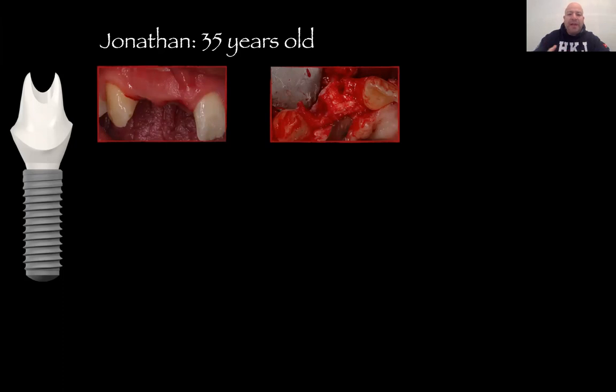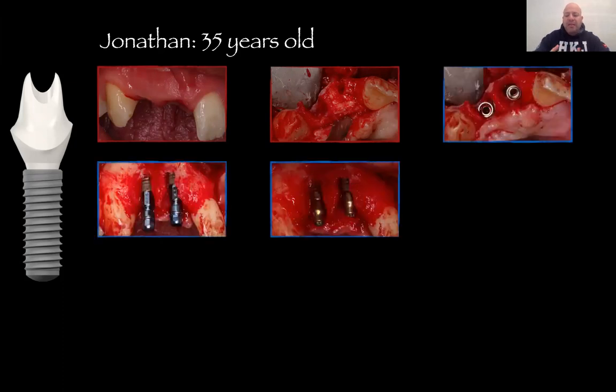So whenever you have a failing postcrown, try to look at that root. If there are vertical splits, there is no point in trying to re-cement that postcrown. And sometimes taking the tooth out as quickly as possible will be the best thing to do.